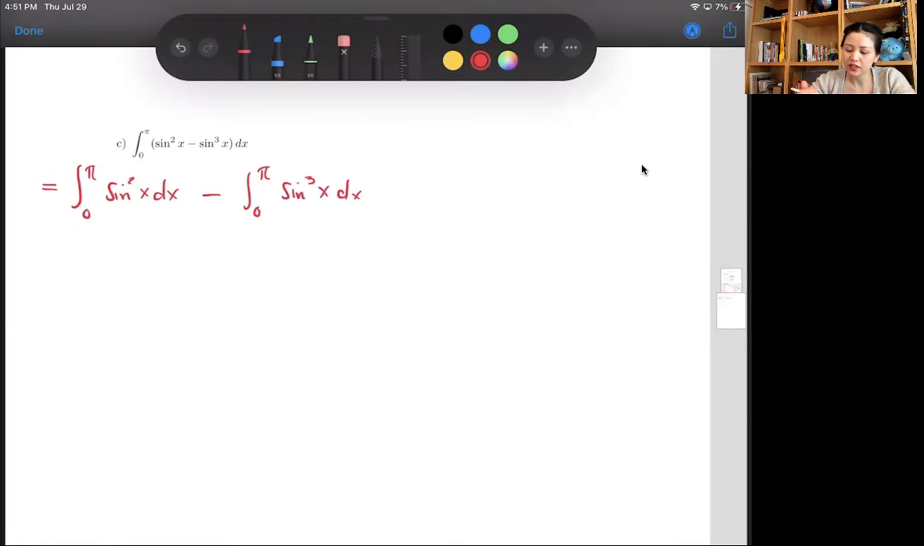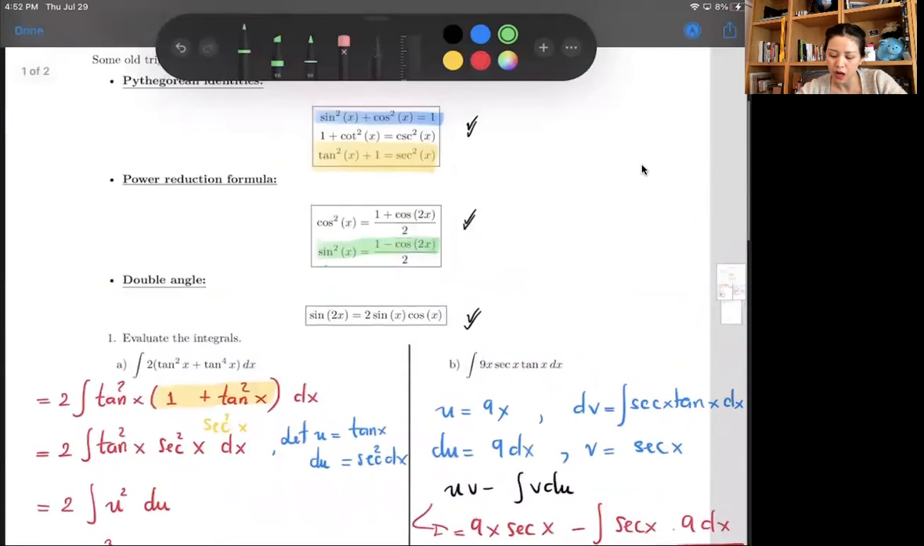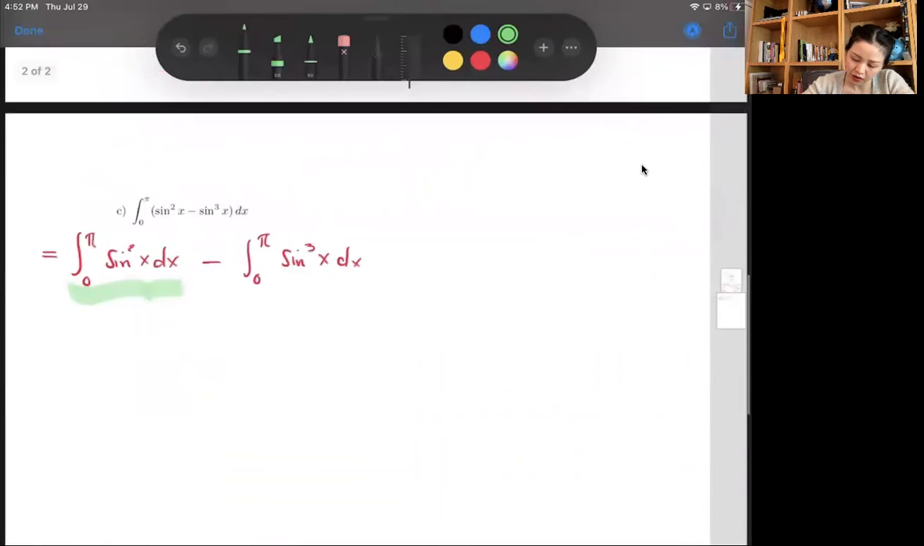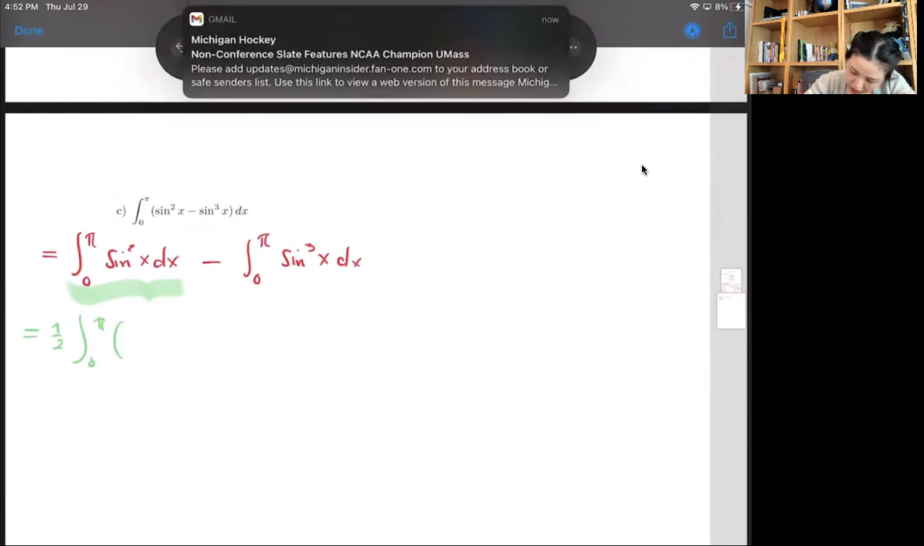Okay, so for the left part, maybe I'll denote in green this part right here. I'm going to use the power reduction formula. Let me remind you what the power reduction formula is: sine squared x equals 1 minus cosine 2x over 2. I'm going to factor out the 1/2 to the front, right? And now I have the integral of 1 minus cosine 2x dx.